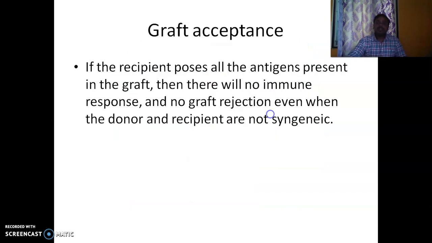Now, I am going to introduce you to a new topic related to transplantation called graft acceptance and graft rejection. So what is graft acceptance and graft rejection? We know what a graft is. A graft is the organ or tissue or cell which is going to be transplanted. If the recipient possesses all the antigens present in the graft, then there will be no immune response.